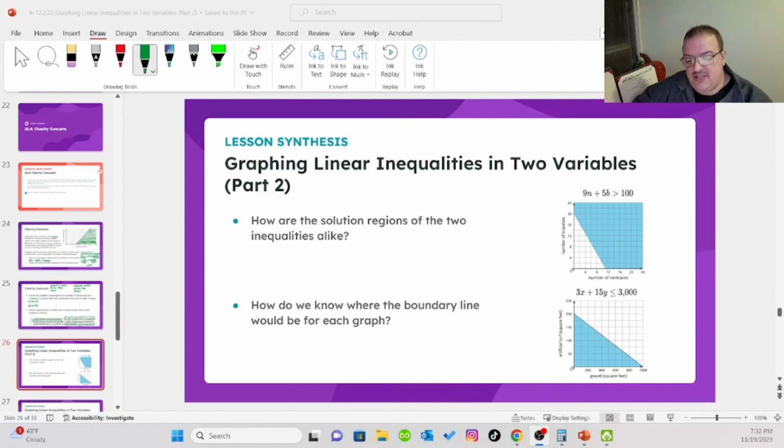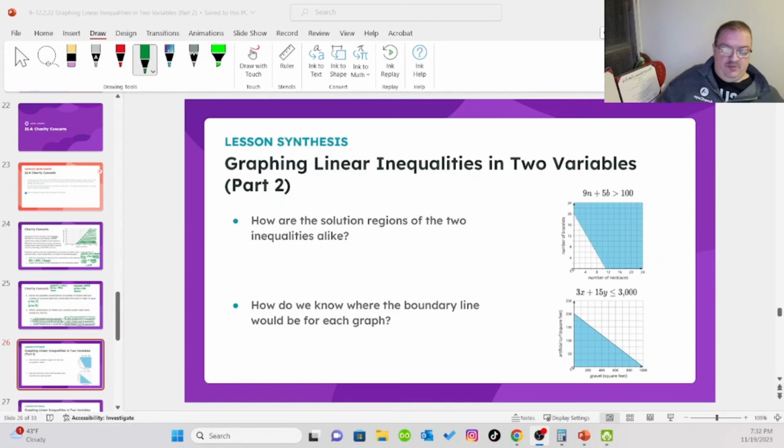So we've come to our lesson synthesis. How are the solution regions of the two inequalities alike? Well, they both include the blue shaded regions. How do we know where the boundary line would be for each graph? We have standard form inequalities here. So if we plug 0 in for the number of necklaces, we can calculate how many bracelets, and we would get 20. And if we put in 0 for the number of bracelets, we could calculate how many necklaces. This would give us our x and y intercepts, and we could draw the lines.